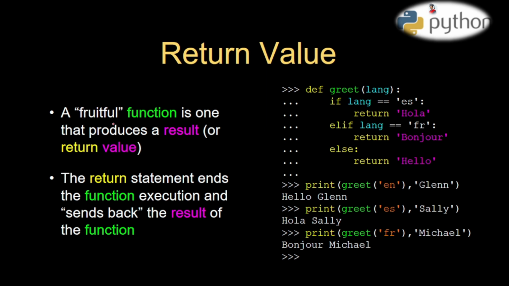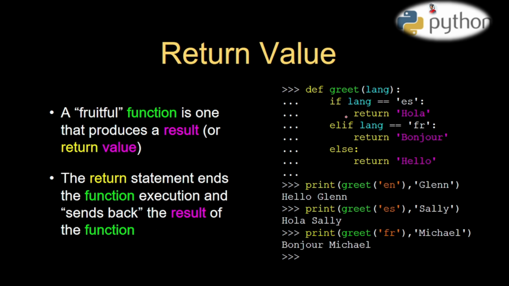Return value. Next, we have two types of return values: void and non-void, or any other return type. A fruitful function is one that produces a result or return value in Python. The return statement ends the function execution and sends back that value or result to the place where we called it. These are fruitful functions. Look at this one.